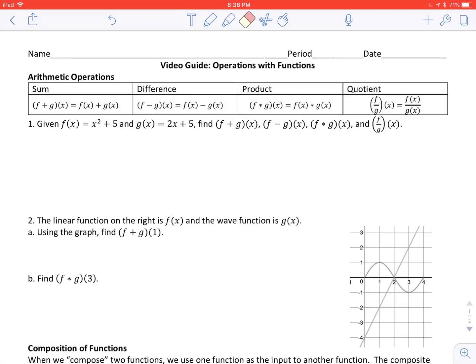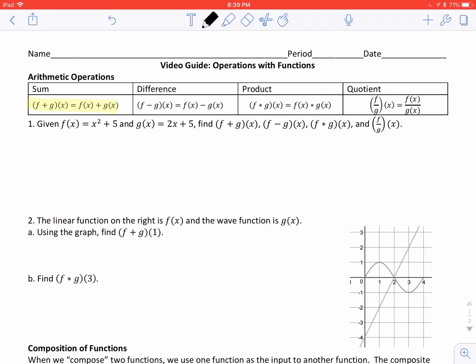Okay, so we're going to talk about certain operations that we can perform with functions. Just like we could with numbers, we could add, subtract, divide, or multiply two functions together. There's a little bit of a different notation we use for this. So if we say f plus g of x, then that just means that we're adding the two functions together, f of x and g of x.